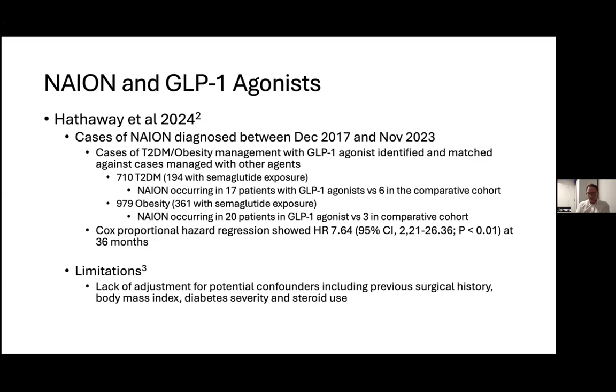And they demonstrated quite a reasonable risk association or hazard ratio for NAION in conjunction with exposure to semaglutide at 36 months. Now, there's a number of limitations with this study, as well as some of the others we'll look at, which typically revolve around their management of confounding factors within a population. And of course, these are all association-based studies. Demonstrating causality is particularly difficult when looking at interactions at this level.